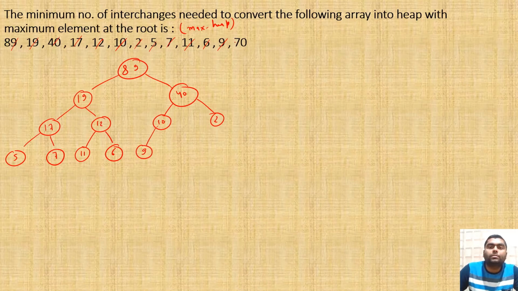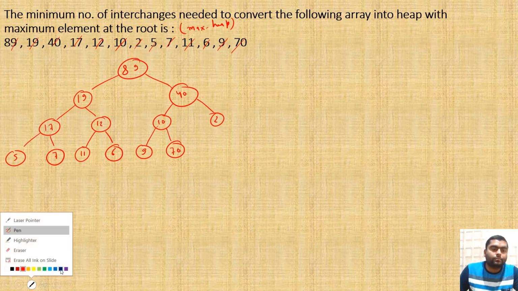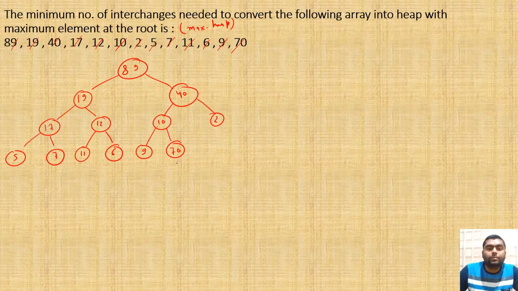But as soon as you insert 70, there is a clash. In case of 70, it is not a max heap, so the correct place is this one. Also 70 is greater than 40, so the correct place is this one. Now come to 70 at the top; it is less than 89, so no problem. How many interchanges are required? The minimum number of interchanges is 2.